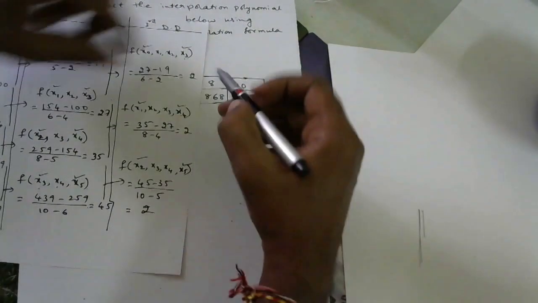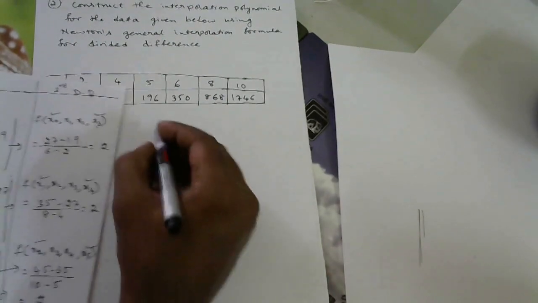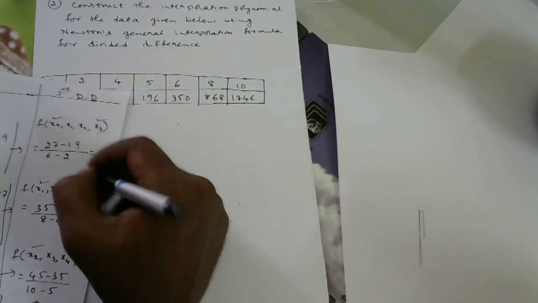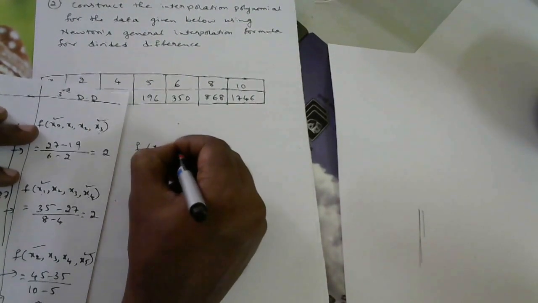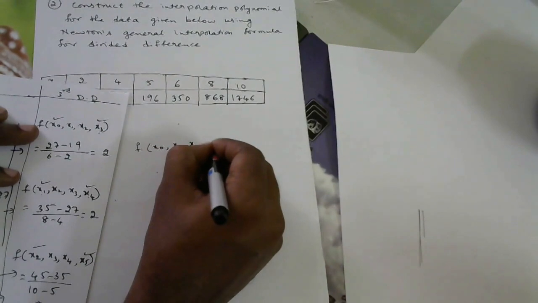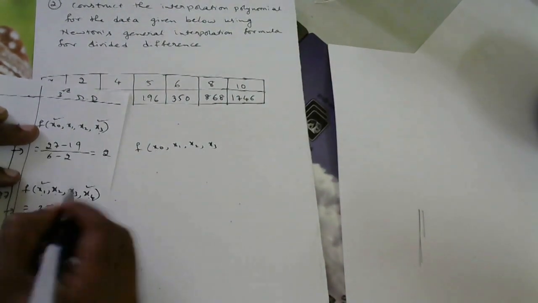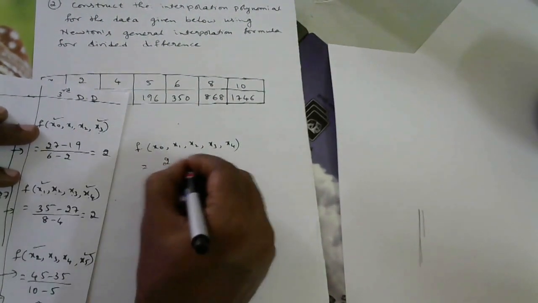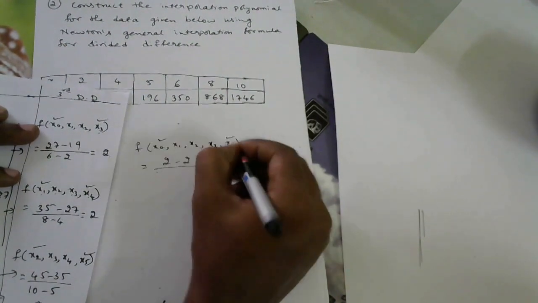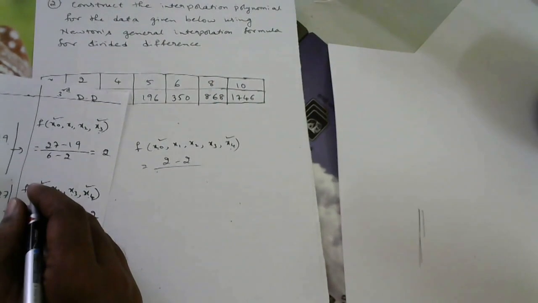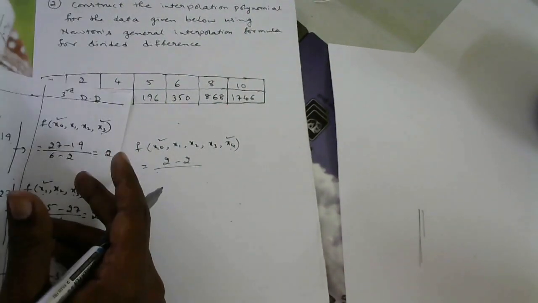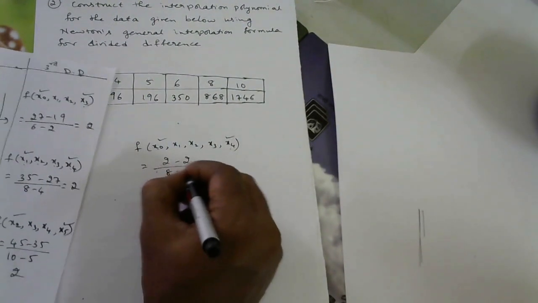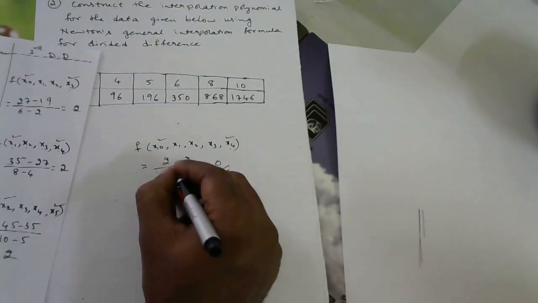Now if you go for the next difference, what do you get? These two differences. So f of x0, x1, x2, x3, where x1, x2, x3 are already there, so x4. It equals 2 minus 2, divided by last term minus first term, so x4 minus x0. x4 means 8, x0 means 2. So what do you get? 8 minus 2, so 0 in the numerator.